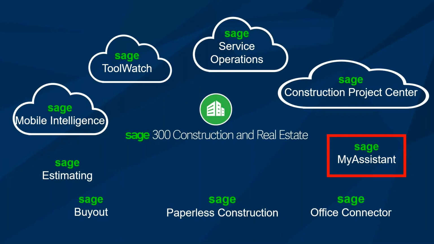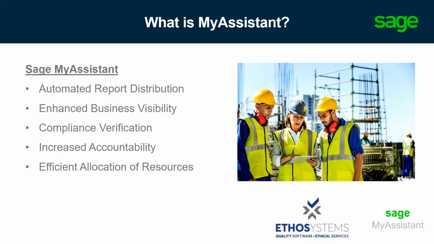And so as I mentioned before, I like to start off with the question, what is Sage MyAssistant? Well, MyAssistant is a task-based solution that's going to distribute information from your 300 CRE database to the right people at the right time. We're going to automate the distribution of reports to provide more business visibility to key stakeholders, giving them the information they need. The thing that I love about MyAssistant is that it never takes a vacation and never misses a task. So you can rely on MyAssistant to start delivering information and automating some of these processes for your business.